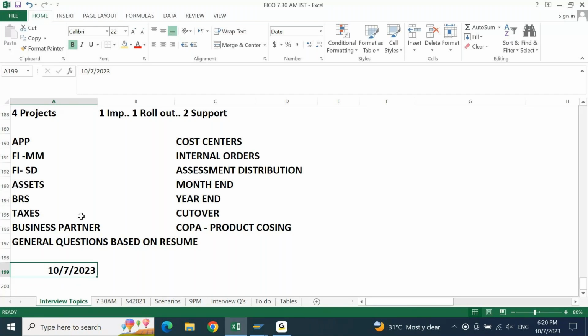Only those key points you need to explain. If you are talking about those key points with a simple example, that is more than enough, because they want to see your understanding, your clarity on these areas, nothing beyond that. They don't want to see how you can configure it. They just want to see whether you are clear with the concept of integration, AP, asset accounting, BRS, taxes, BP, whatsoever.